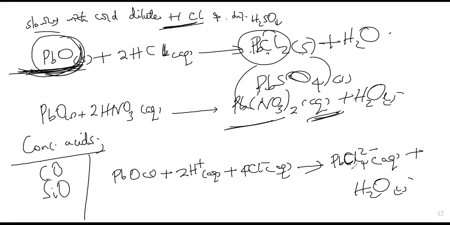Tetrachloroplumbate: tetrachloro means four chlorine atoms. The complex of lead is a plumbate. So tetrachloroplumbate(II) ions. All right. That is mainly, at least, the only oxide that undergoes reaction with the concentrated acids, and it reacts only with concentrated hydrochloric acid.